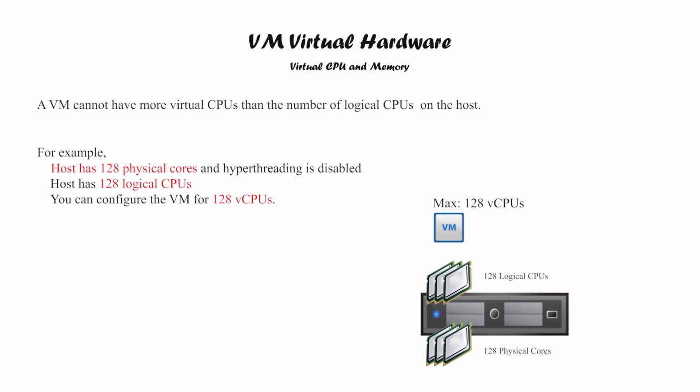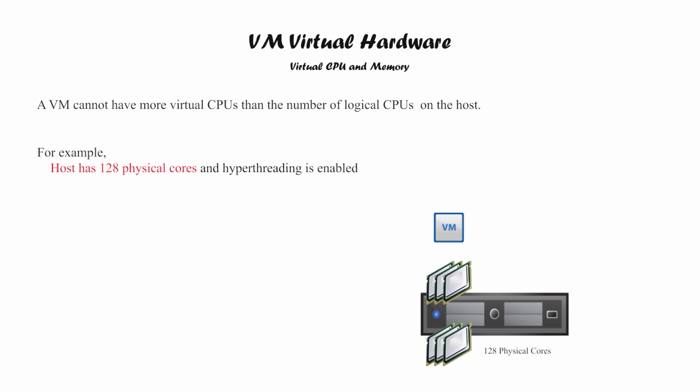If a host has 128 cores, the host has 256 logical CPUs if hyperthreading is enabled. You can configure 256 maximum virtual CPUs for VMs.